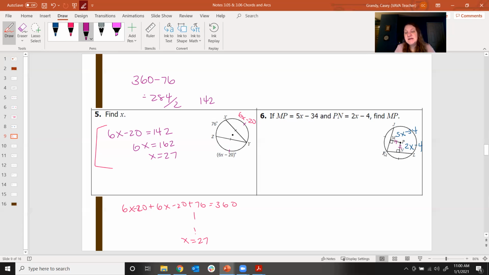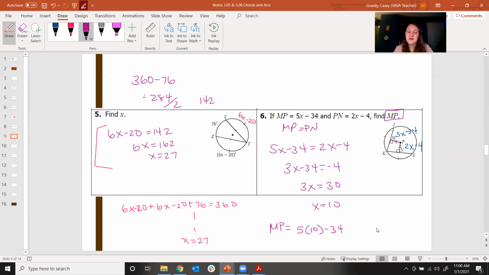So what this means is MP has to be equal to PN. So 5x minus 34 has to equal 2x minus 4. Let's see, I'm going to subtract 2x from both sides and add 34 to both sides and divide by 3. So x equals 10. X equals 10 is great, but look what it was asking us for, MP. So we need to make sure that we plug that back in for MP. MP is 5 times x minus 34. 50 minus 34 is 16. So our answer is 16.